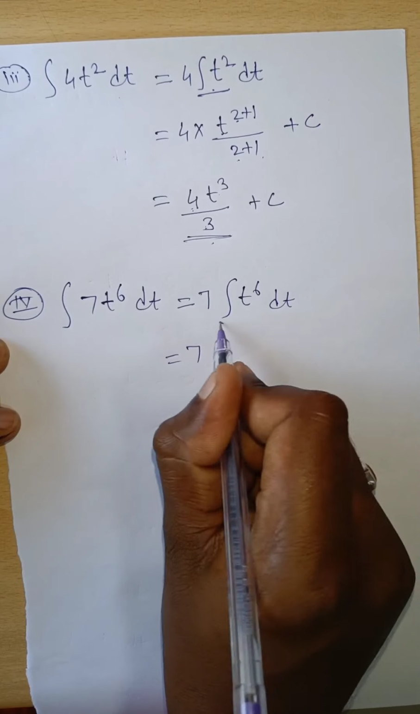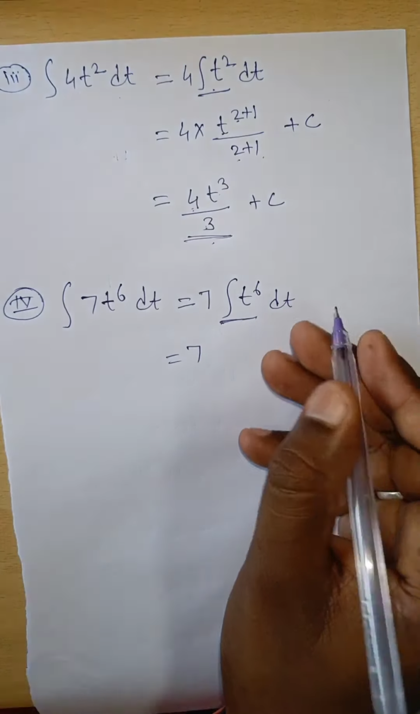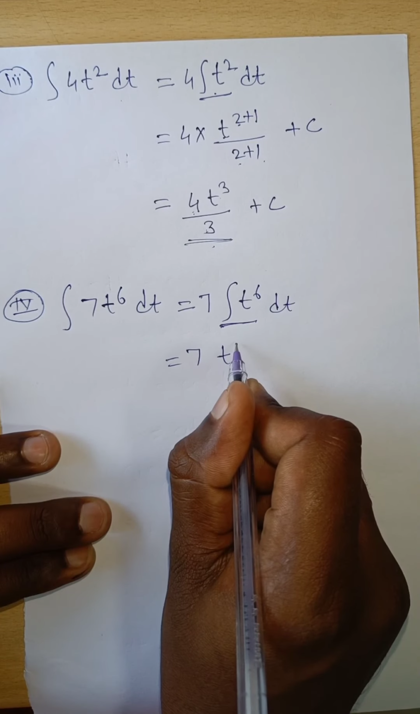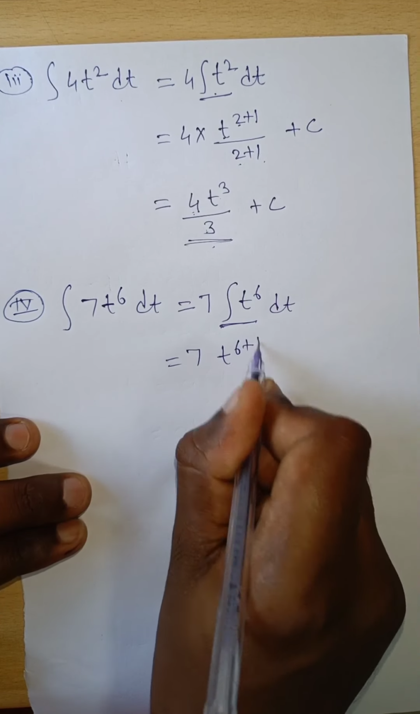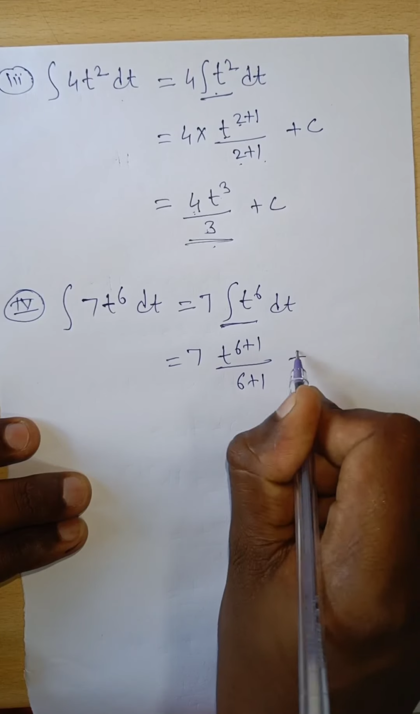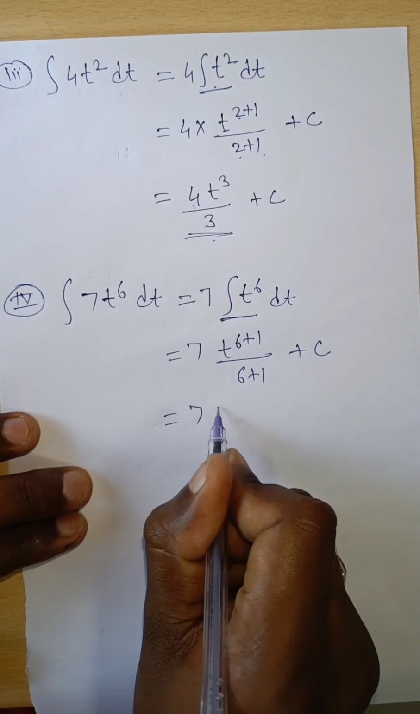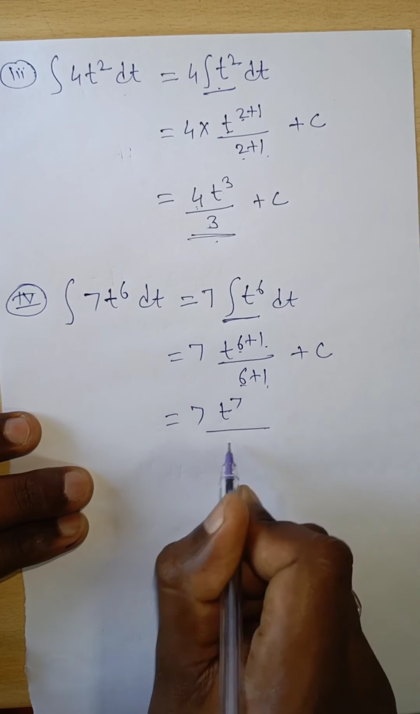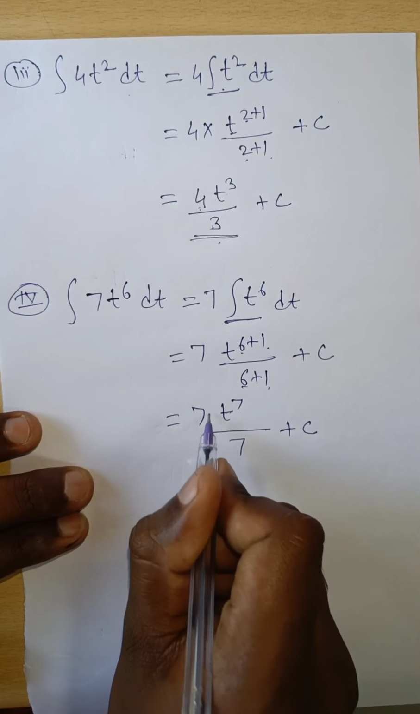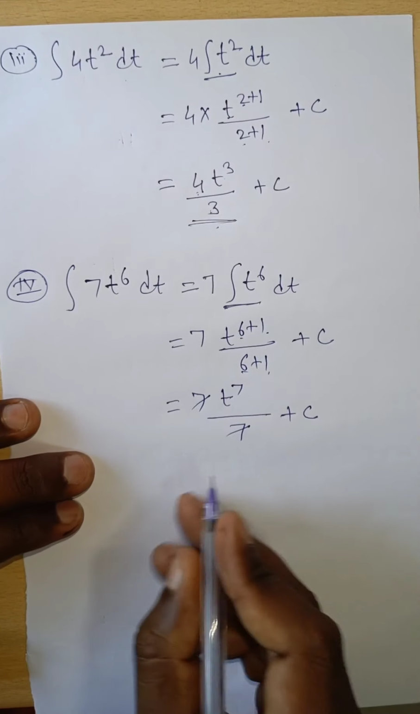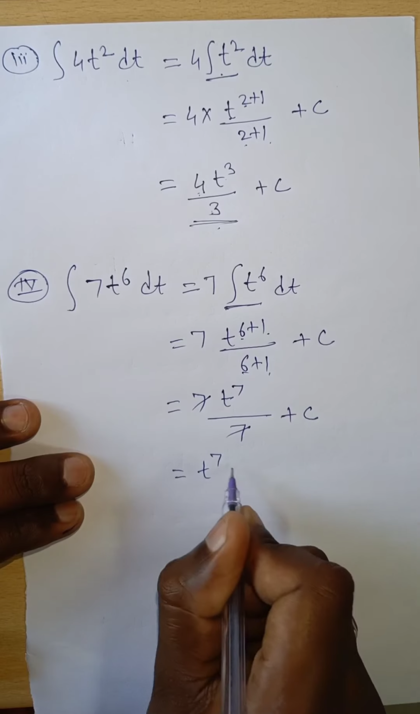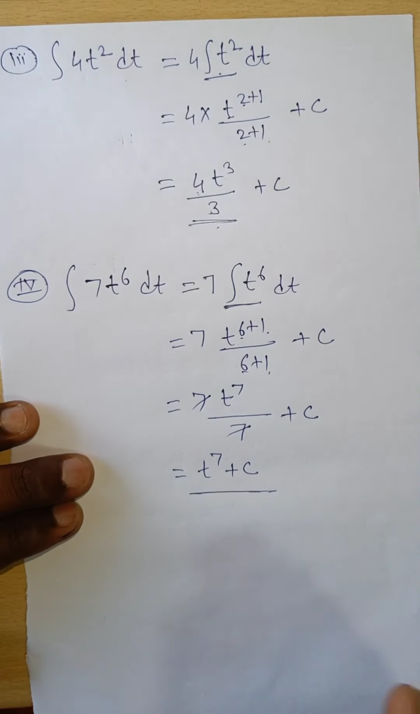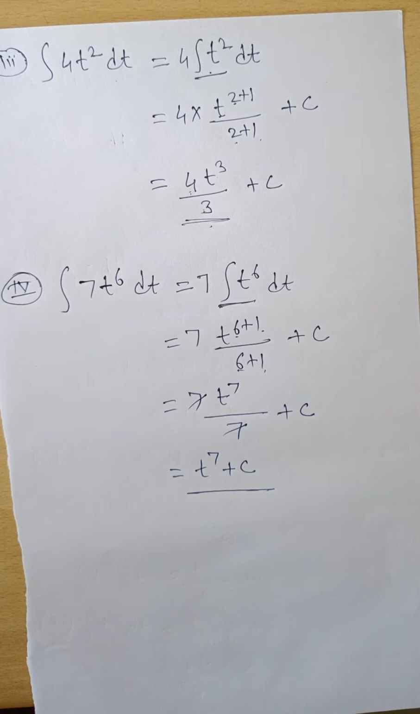Then 7 into integration of t to the power of 6 is t to the power of 6 plus 1 divided by 6 plus 1, plus some constant c. That is 7 into t to the power of 6 plus 1, meaning t to the power of 7, divided by 6 plus 1, meaning 7, plus c. This numerator 7 and denominator 7 cancel. Then this is t to the power of 7 plus c. Okay, now these are some applications based on rule number 2.